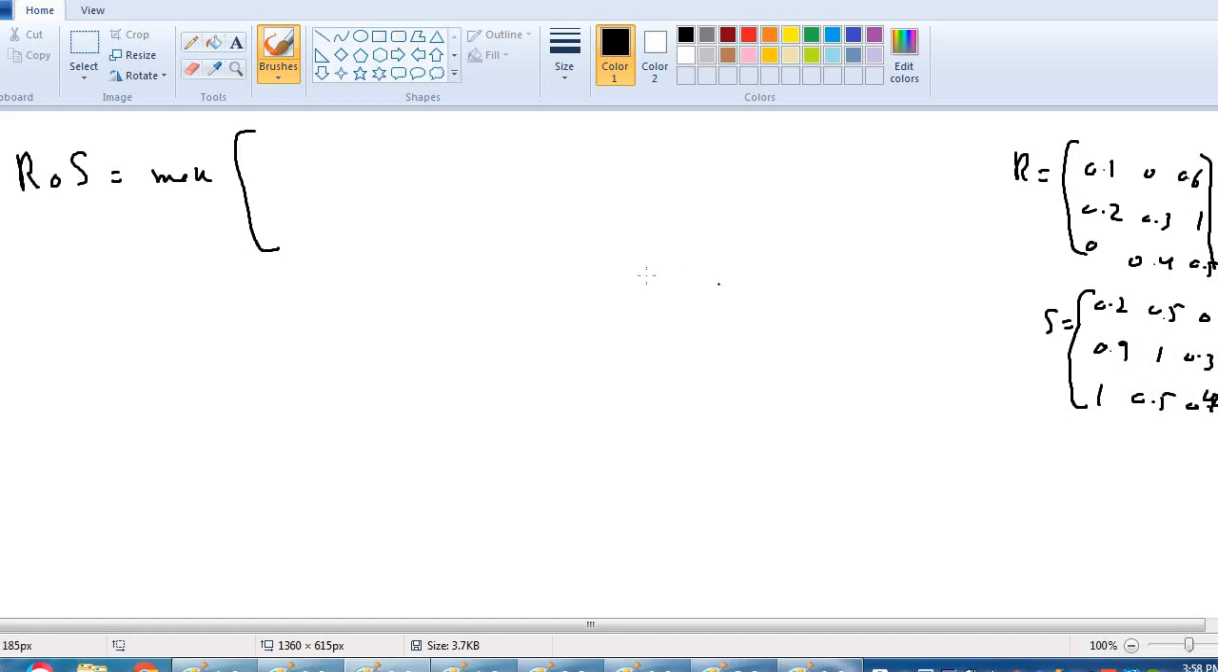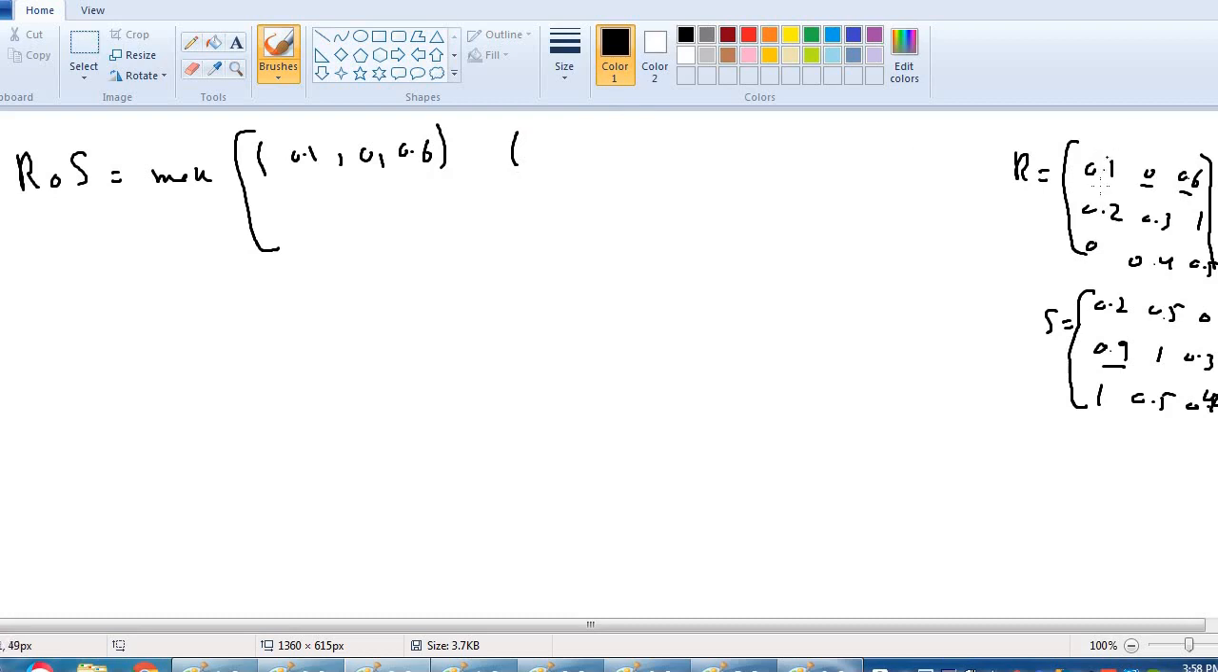Now we take its min. If we take the first row and the first column, we take min of 0.1 and 0.2. We will get 0.1. Then min of 0 and 0.9, we will get 0. Then min of 0.6 and 1, we will get 0.6, because 0.6 is the minimum. We will take the minimum value.